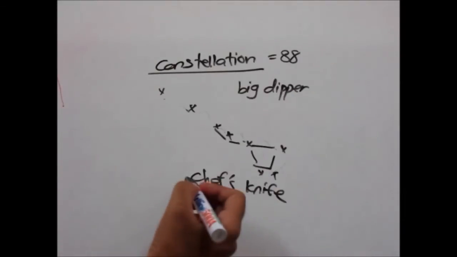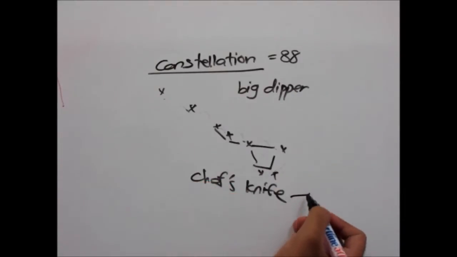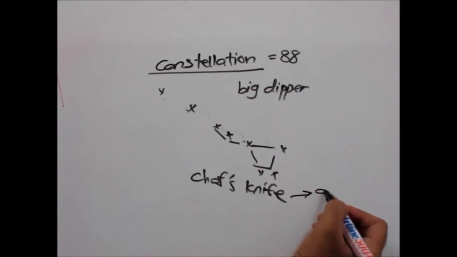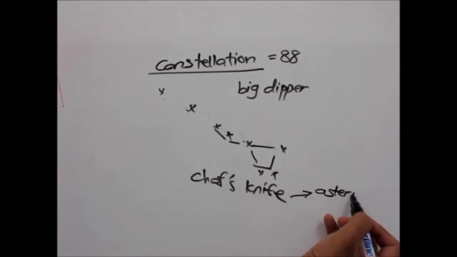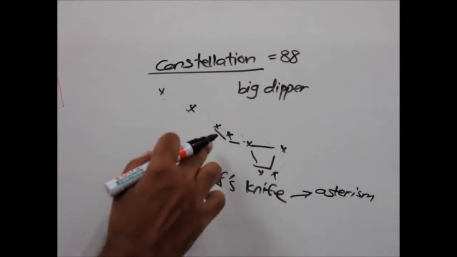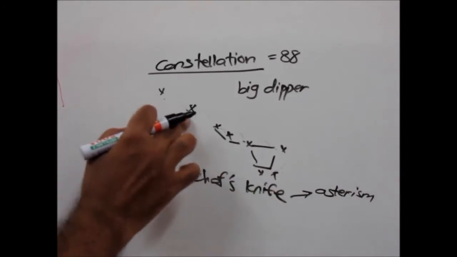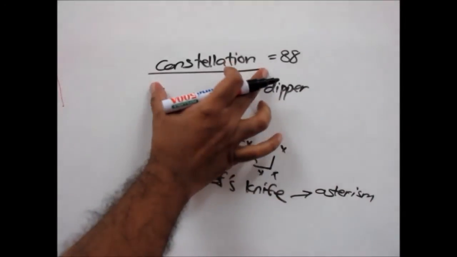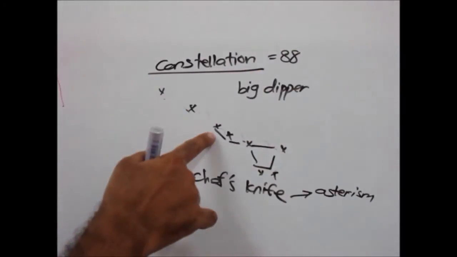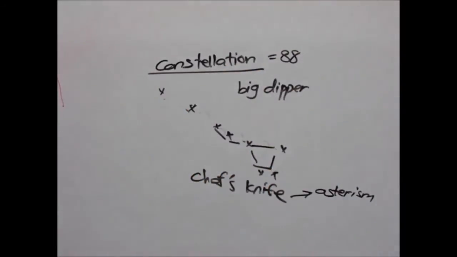Now the chef's knife, it's an example name that I'm using here, is called an asterism. It's not a constellation. It is using the same set of stars in a constellation, but with fewer stars in it. It's a subset of the constellation, an asterism.